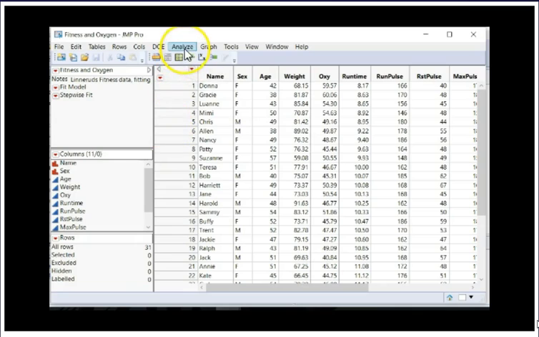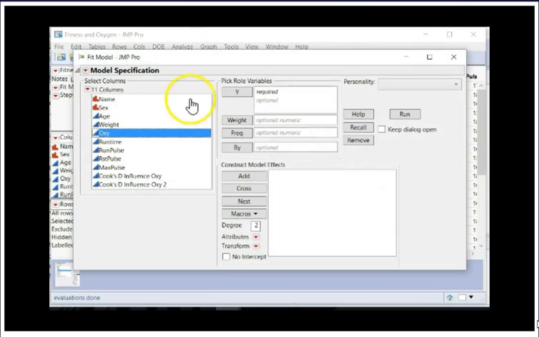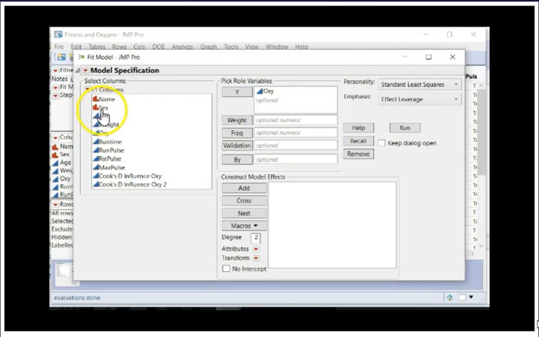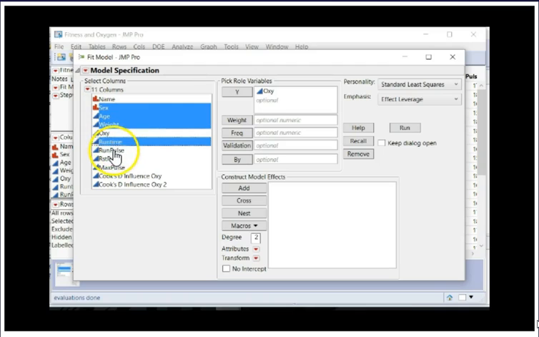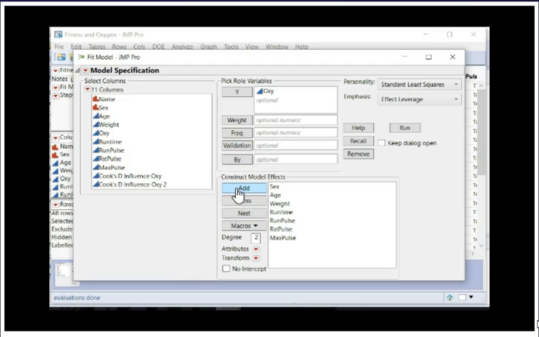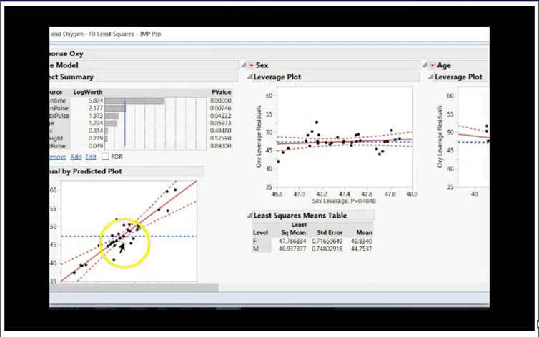So let's go right into our fit model platform, and we're trying to predict oxygen, and we have all of these different variables that we want to test and see whether or not they're any good. Now, I don't need these Cook's D. You can tell I've already been into this data set looking for high influence points. But let's just assume that right now we're running it based on the original input information. So I'm going to add all of those to our model and run that.